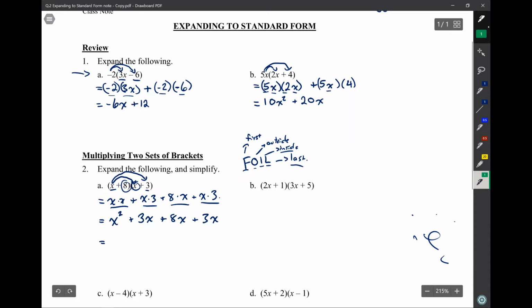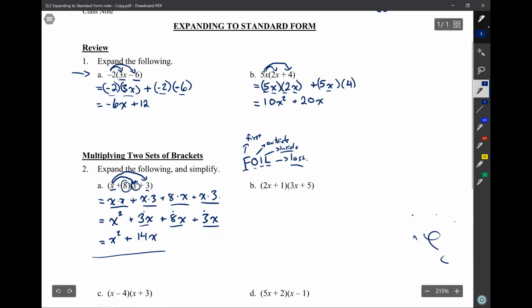So let's start off. We'll leave our x squared alone because it's unique. And then I have 3x here, that's 3 times x. And I have 8x here, 8 times x. And 3x is here. So what I can do is add those up. 3 plus 8 plus 3. That's 14x. That's how I collect my like terms, and that is what my final answer should look like.